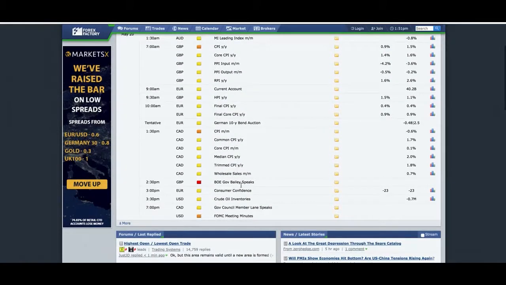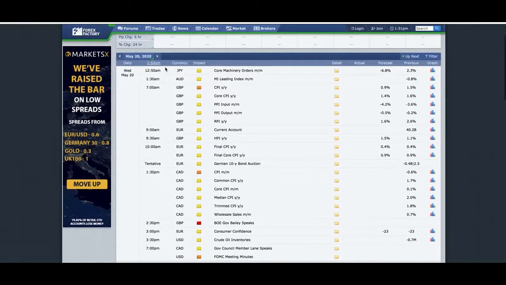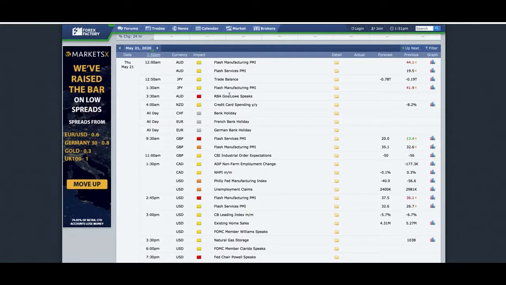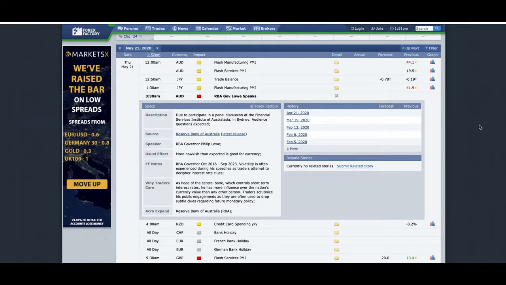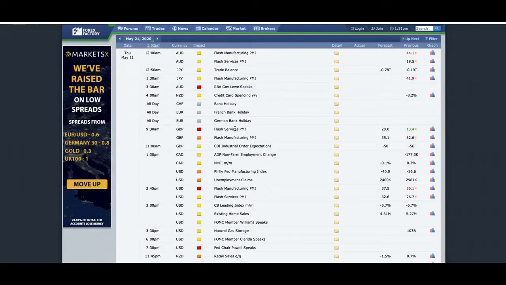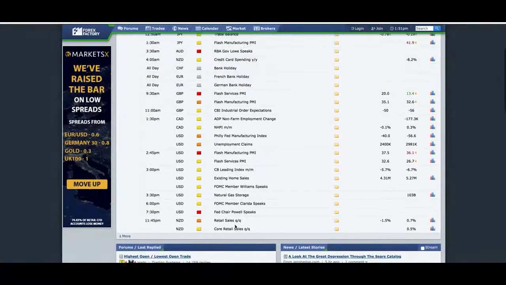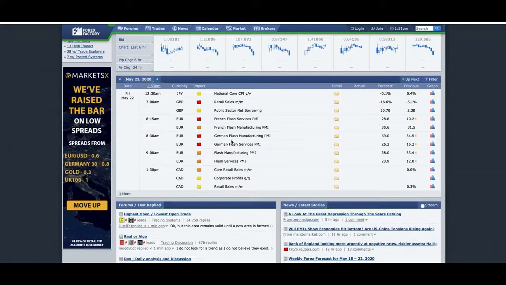Wednesday, relatively quiet. We got the Bank of England speaking, so could see some movement obviously in those US dollar and pound pairs. The Reserve Bank of Australia governor will be speaking. So a lot of talks coming from each of these countries, US dollar, pound, and Aussie dollar. Then we have some GBP news coming in, flash service PMI, same coming from the US, and then the Fed's Powell speaks again at 7:30 on Thursday afternoon stroke evening.